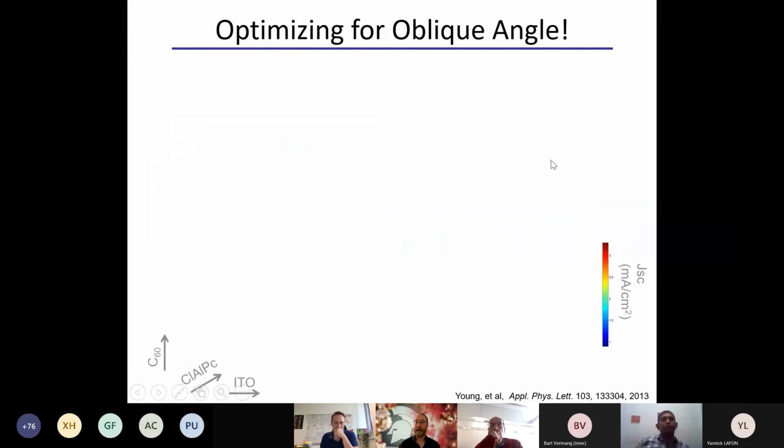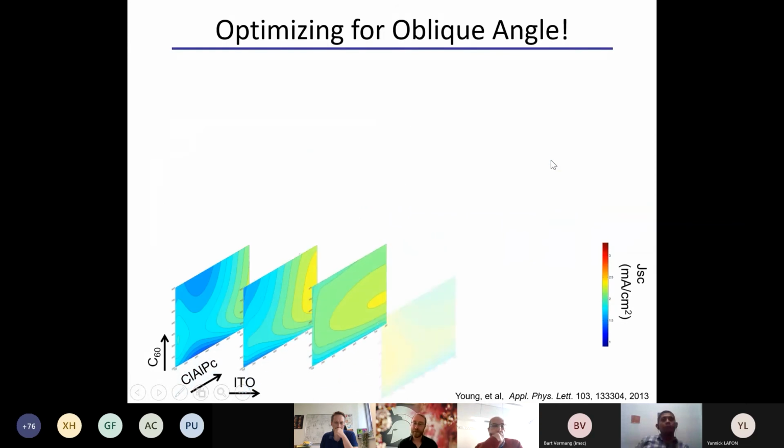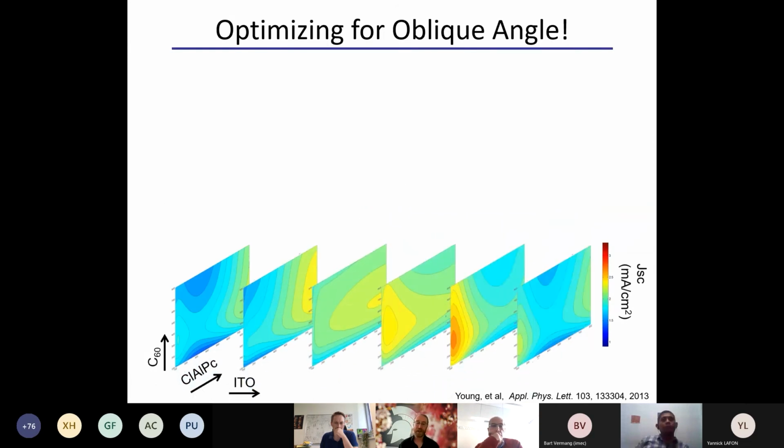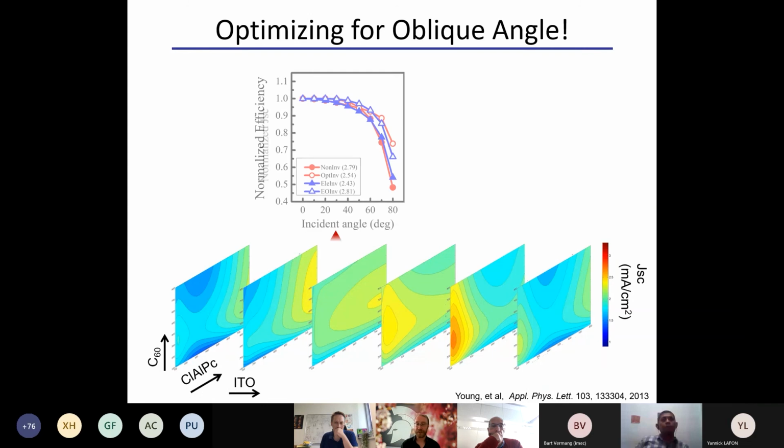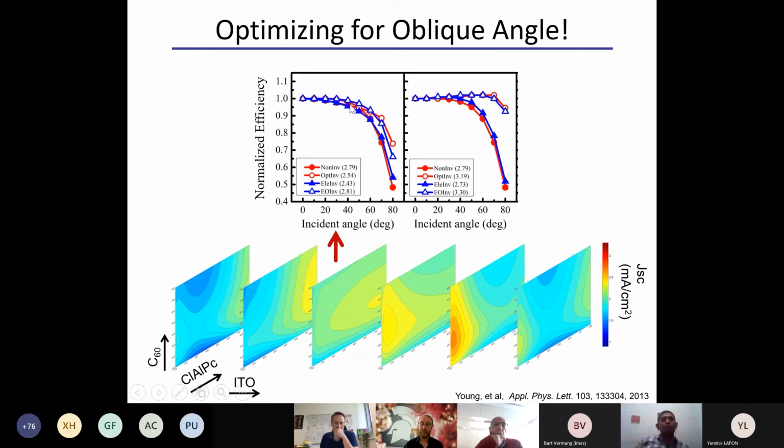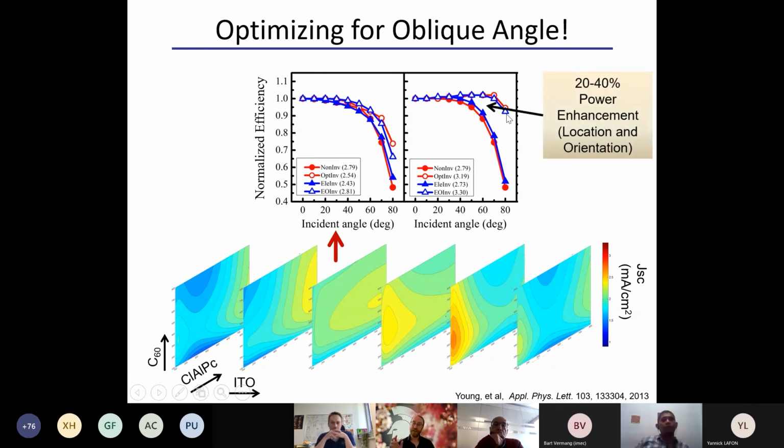And so we then did a full optimization on all these different orientations and configurations. This is an example slice of this optimization space. And we went from this kind of roll-off to a roll-off that was much less severe while not reducing our normal incident photocurrent. And that difference between those two curves right here can lead to an increase in power production on a yearly basis of anywhere from like 20 to 40%.